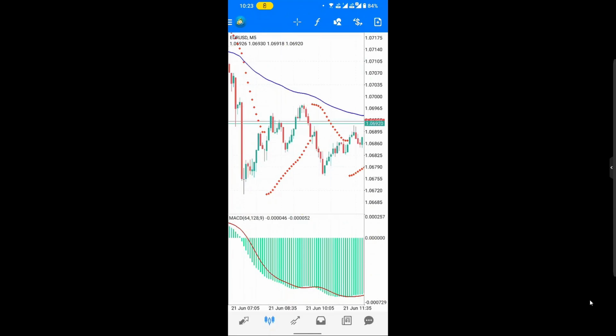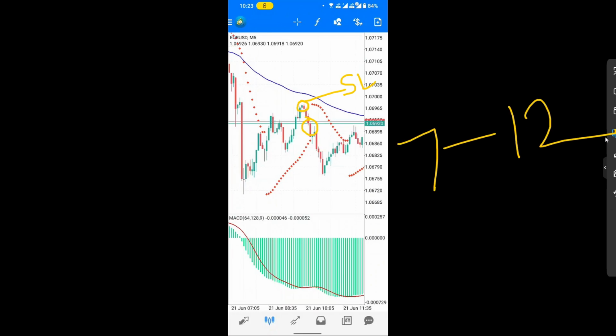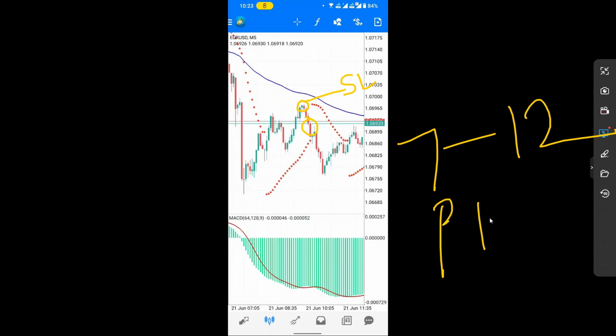So if you place the trade on this candle, your stop loss should be this candle, the first candle before the first parabolic. Okay, you should place the stop loss on here and your take profit should be around 7 to 12 pips. Pips mean how much the market is going downwards, you know, pips.